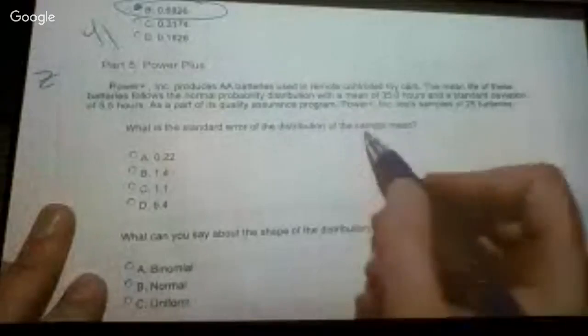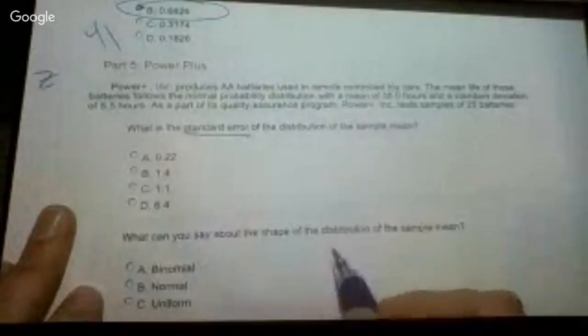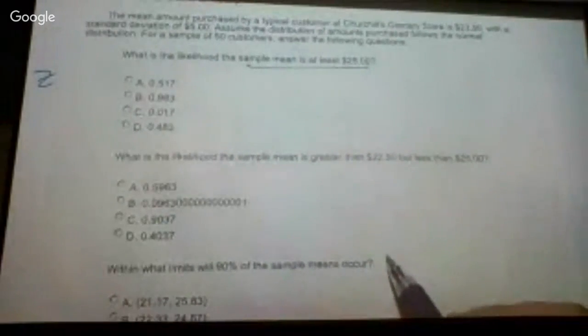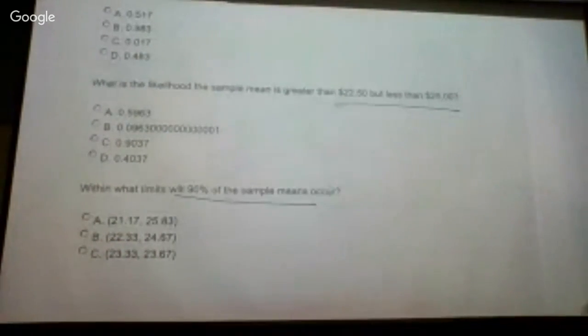Now we got Power Plus, and we got Churchill's Grocery. Hey, we got to do the standard error. We got to talk about the shape. We got to come up with some proportions. Solve for proportions. And then this one, we got to get a likelihood like a proportion, and then another proportion.